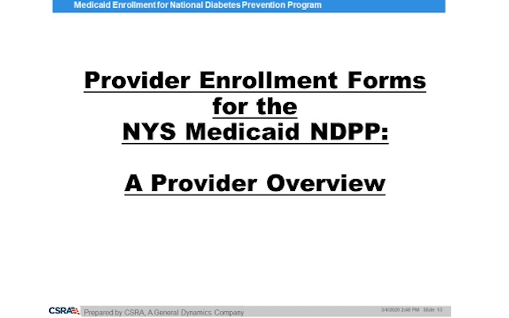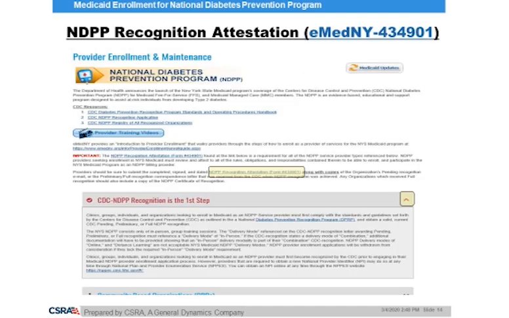All right, so this is going to be the NDPP Recognition Attestation. It's a required component of enrolling in Medicaid as a National Diabetes Prevention Program service provider. You have to read it just to make sure that you're familiar with the ins and outs of the Medicaid program. Once you read it, the organization just has to attest that you've achieved CDC recognition, and that you familiarized yourself with the Medicaid program, the policy and guidelines. There's a bullet in there that you're familiar with the Medicaid record-keeping requirements.